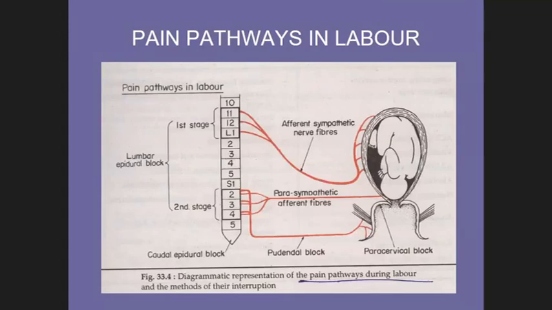So in the first stage you need the T10 to L1 block, and then at the time of the delivery, the mother can say, look, I can bear my labor pains, but I should not have any pain during my birth passage. So the second stage pain is exclusively carried by S2, S3, S4, the parasympathetic nerve fibers, which go to the pudendal nerve. So you can see a simple pudendal block will help the mother a lot in preventing the need for forceps and all that. This is the most important item.